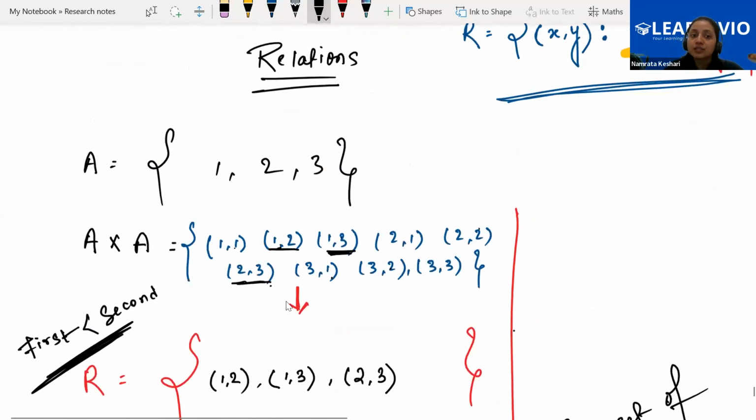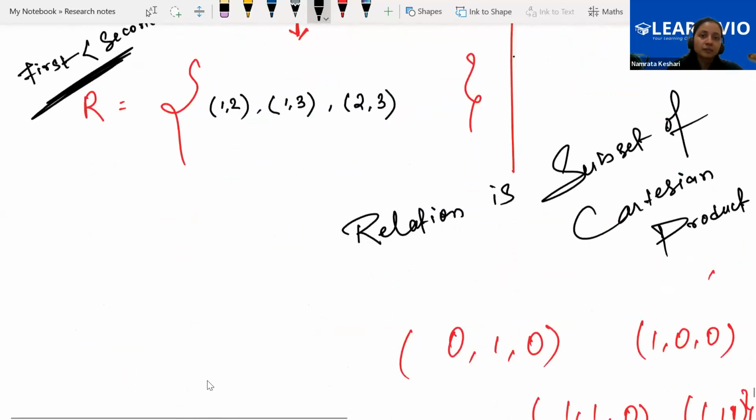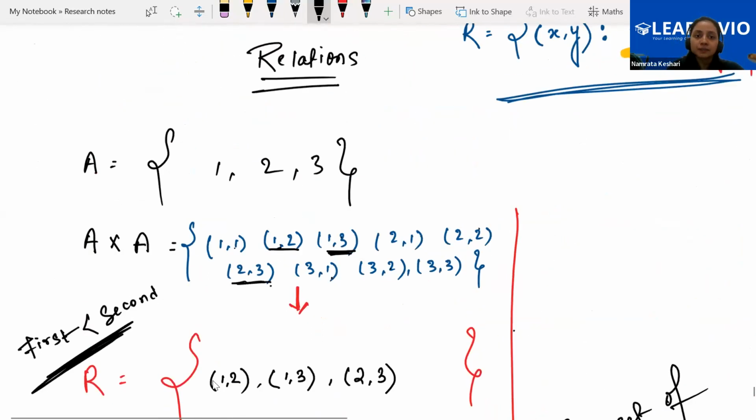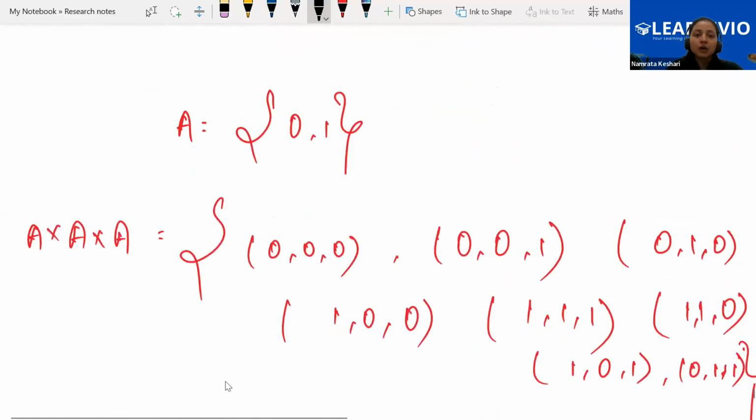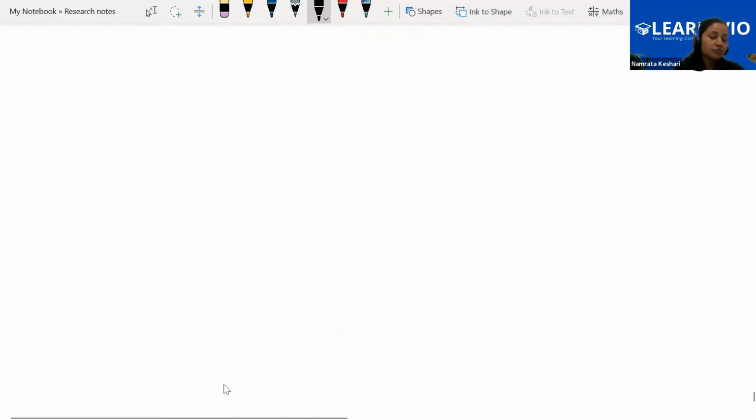Relation between two sets where the element of the first set has to be smaller than the element of the second set. Getting my point? Yes, ma'am. For the other relation, we have to understand what exactly the relation is talking about, or what exactly the condition is talking about.